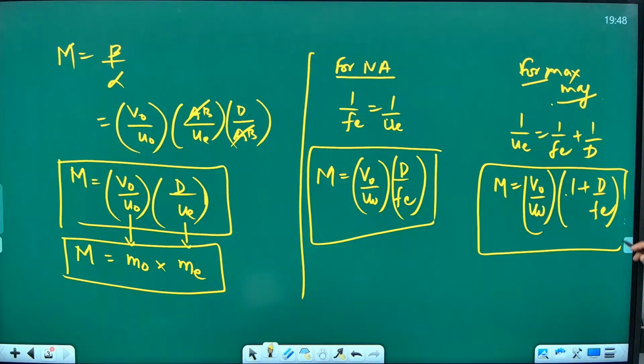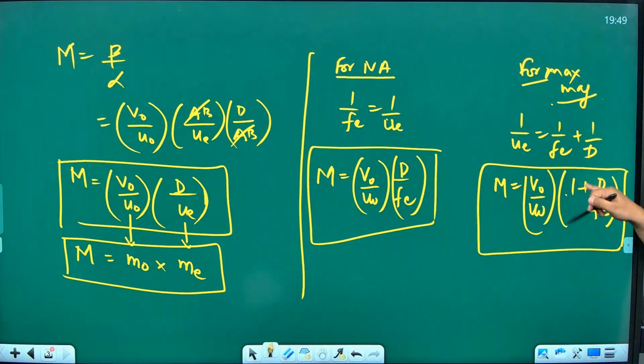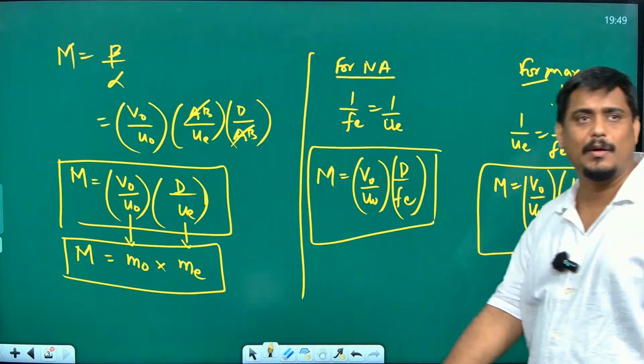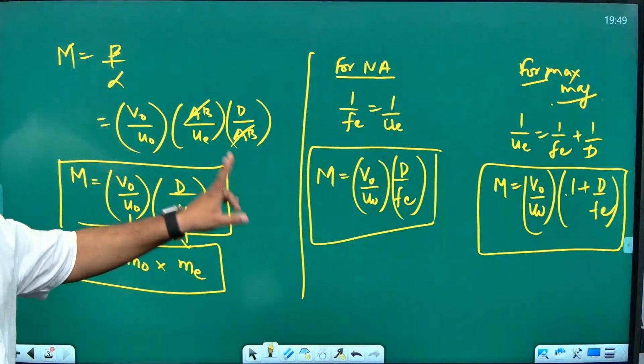Am I right? How did it come, understanding? 1 by UE is 1 by Fe plus 1 by D. I will replace it there. Solve it, D will go inside. It will become D by Fe. D and D will get cancelled. It will become 1. So 1 plus D by Fe. Is it clear?